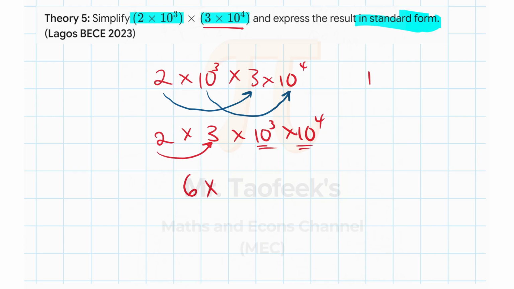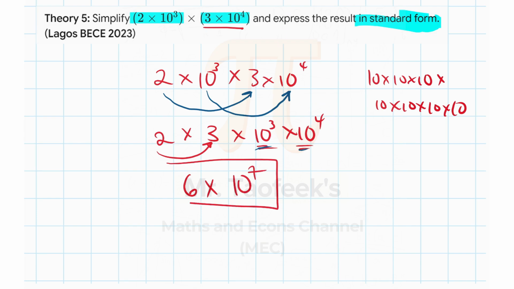7 tens. 10 to the power of 3 is 10 times 10 times 10 times 10 to the power of 4, which is 10 times 10 times 10 times 10. Now count all the tens. 1, 2, 3, 4, 5, 6, 7. But a quick way to think about this is just, I have 10 here, I have 10 here. Just add up the powers. 3 plus 4, 7. So final answer is going to be 10 to the power of 7. Ta-da! We are done. And that's it for standard form.